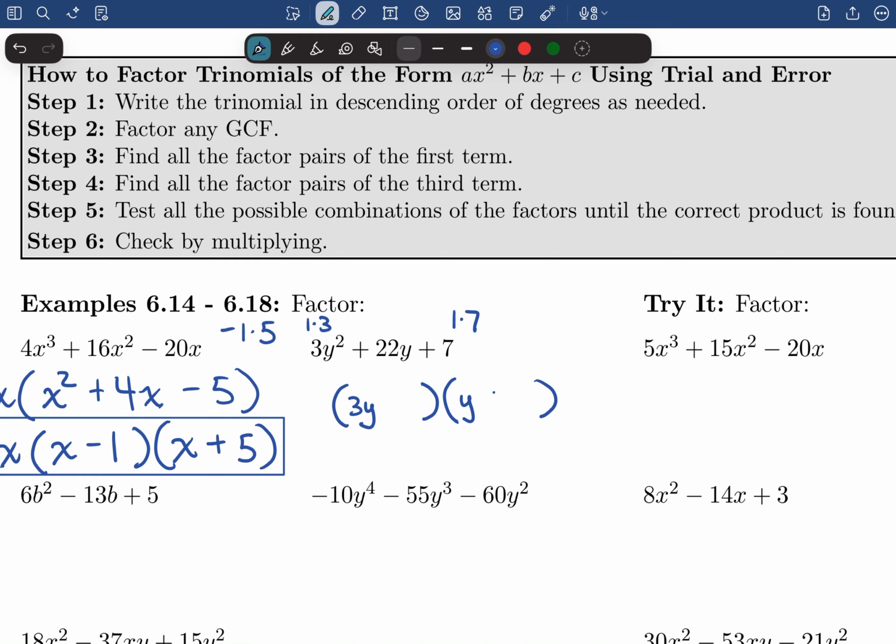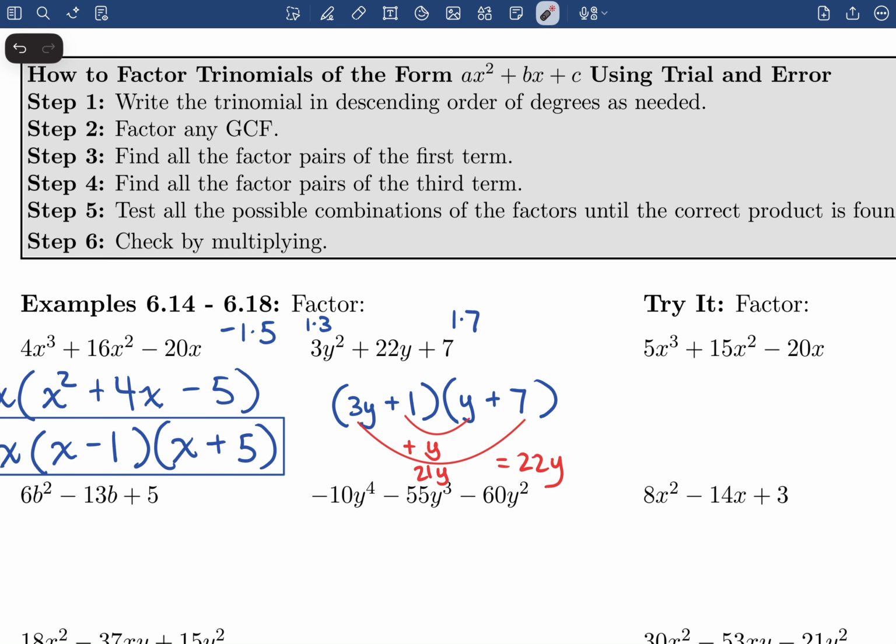Okay, so I need to put the plus 7 here so that 3y multiplies with 7 as the outer terms of foiling. Okay, so that would give me a 21y when I multiply them together. And then I have to put the positive 1 right here because when I multiply the inner terms of foiling together, that would make a 1y. And 1y plus 21y equals 22y, which is exactly what I want.